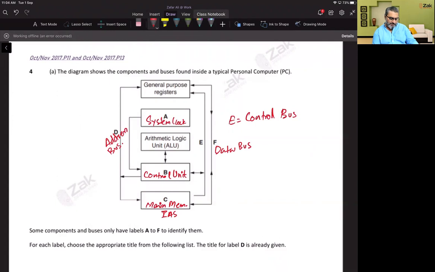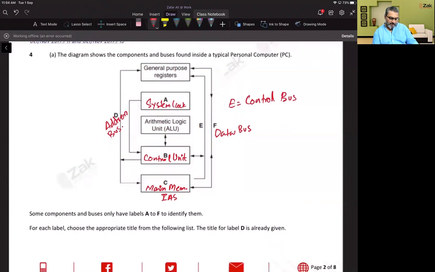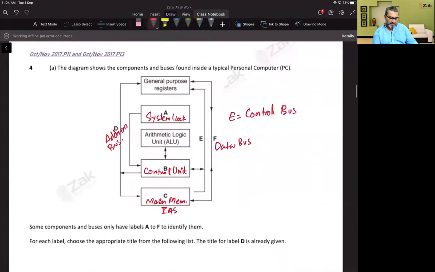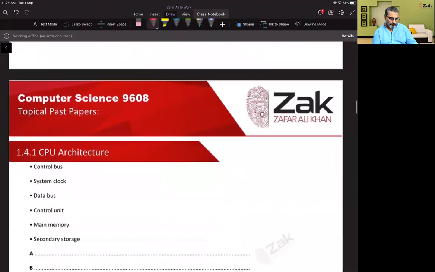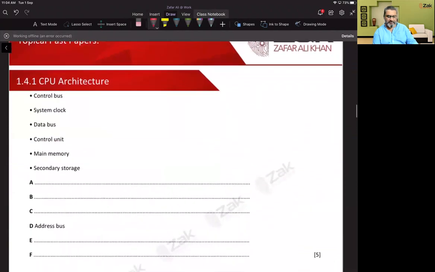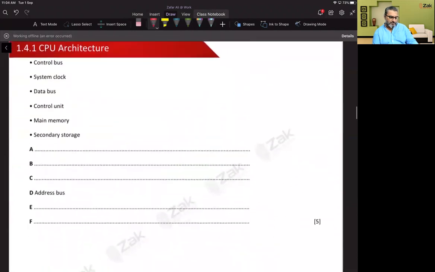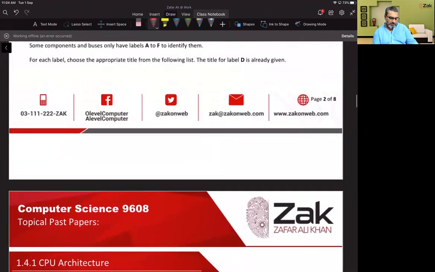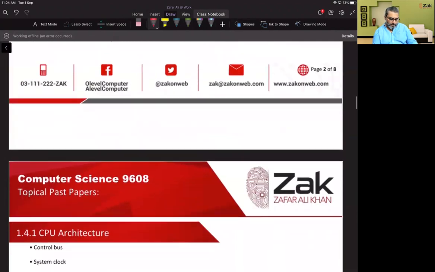Okay, some components and buses only have labels. A to F identify themselves. For each label, choose the appropriate title from the following list. The title for D is already given. Where is it given? Okay, address bus. Yes. So title for D is address bus. So we were initially wrong, but then we are now correct.